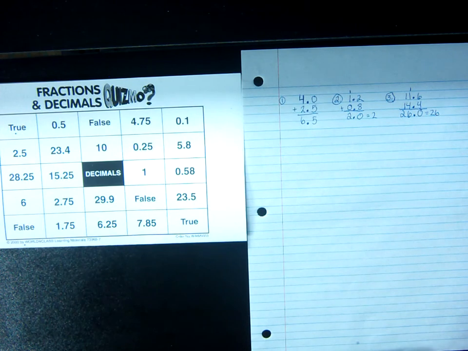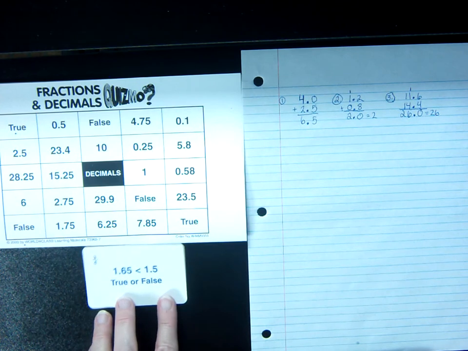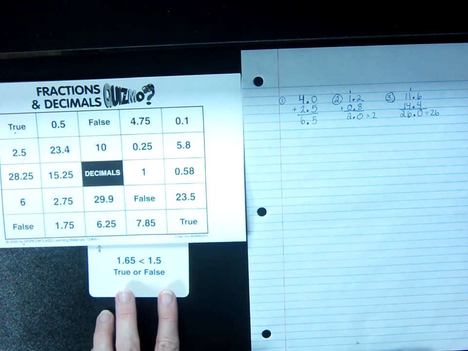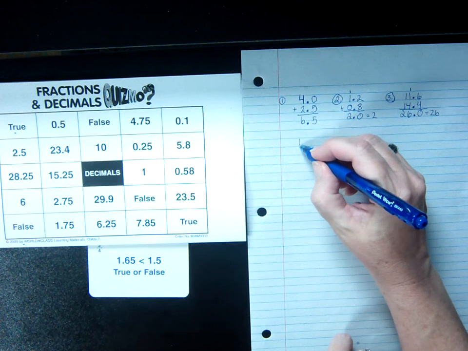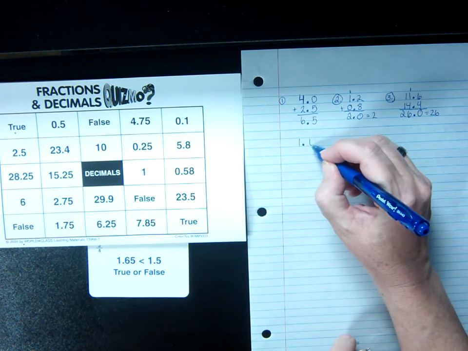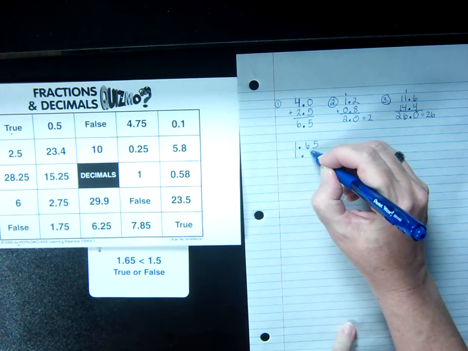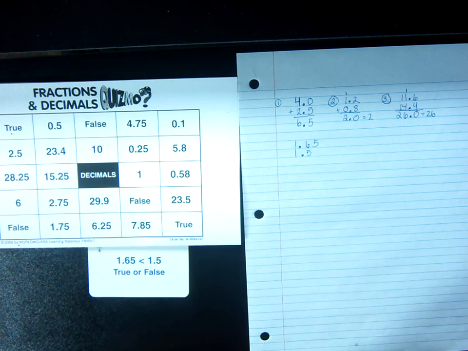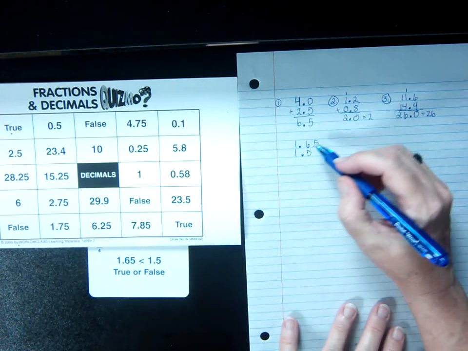So next, let's try a true or false. True or false? 1 and 65/100 is smaller than 1 and 5/10. I'm going to show you how to compare these. 1 and 65/100 and 1 and 5/10. Now, whenever you're comparing decimals, a lot of times it's better if you make them the same number after the decimal place. So what do I mean by that?